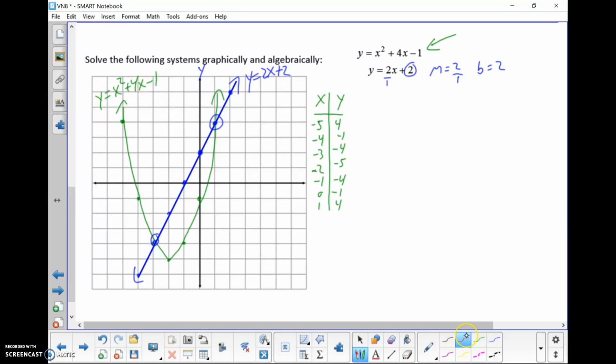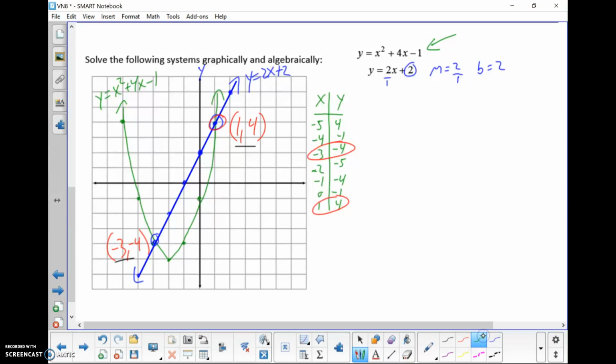And label the answers. The answer here is the point 1, 4. Right, that one right there. And here, -3, -4. And so those are my answers. And that's how you do it graphically. You just graph it and see where they cross. Don't forget to label, and don't forget to tell me where they cross. That's the whole answer. How about algebraically?